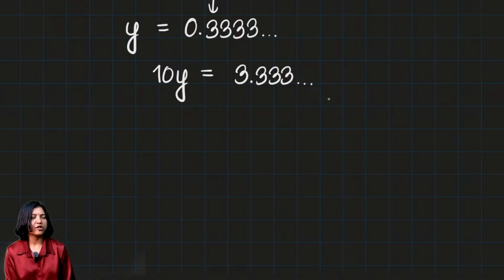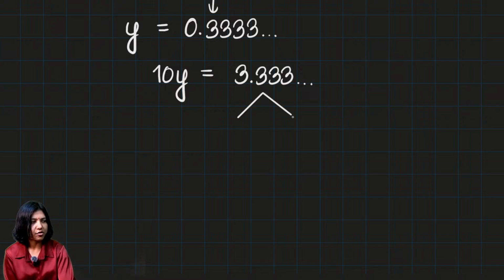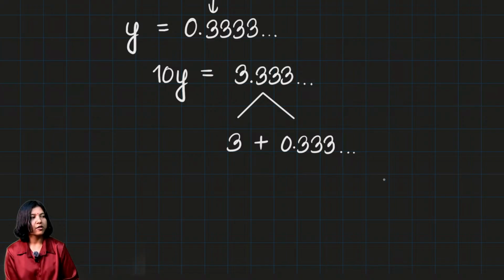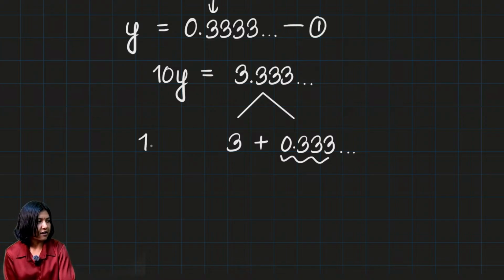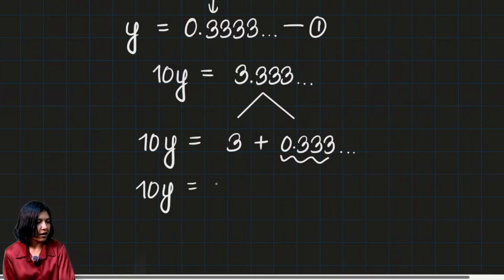So I have firstly multiplied by 10 on both sides. Once I'm done with this, I'm going to do the same process. I'll split this number into 2 parts. This 3 is one thing and 0.333, because I can say that 3.333 is just the addition of 3 to this original number 0.333. As I told you, this 0.333 is something I already considered as y. So I will say that this 10y is now equal to 3 plus y.